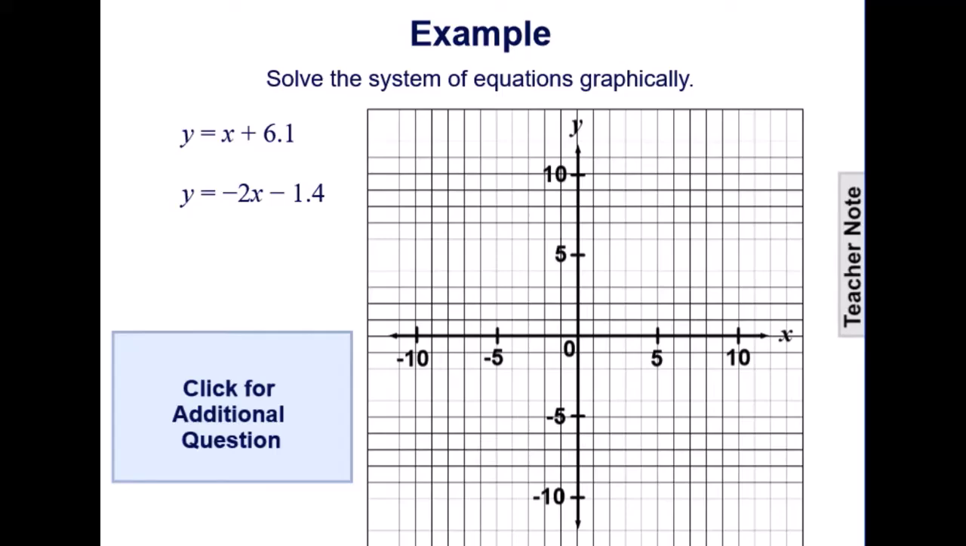So here's another example where it asks us to solve the system of equations graphically. So we would want to make sure that both equations are in slope-intercept form, which they are. The y's are by themselves. So for the first equation, I'll graph in red. We have a slope of 1 and a y-intercept, a b, of 6.1. Well, 6.1, okay, so we know that would be really, really close to 6, but maybe a little bit above. So I'm going to plot a point right above the 6.